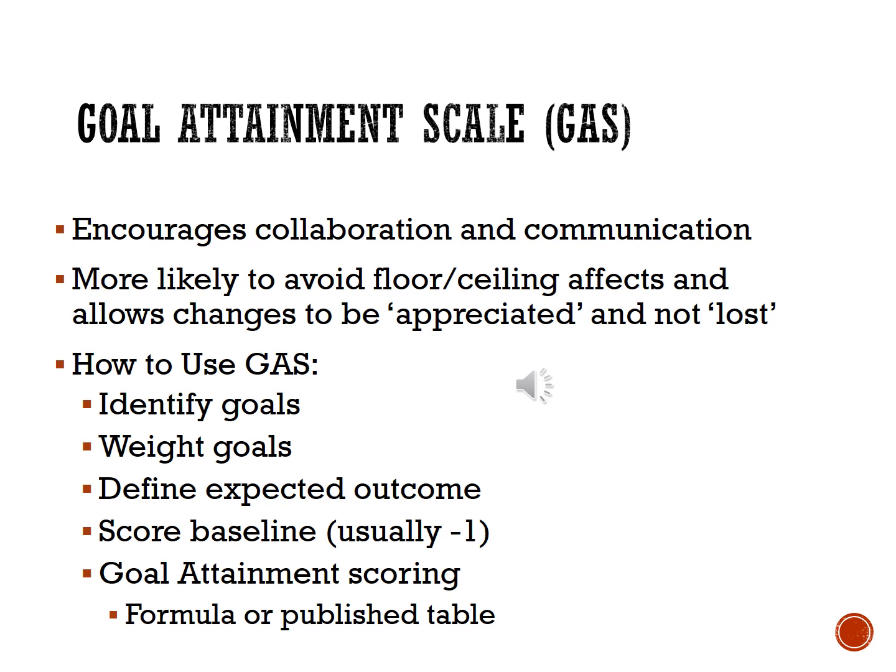You have to then go and define the expected outcome. So what do you want to have happen? That is usually set at that level 0 of that 5-point scale. The baseline score is usually what you end up defining as that -1. So we want the goal to be 0. That's the expected level of improvement. So their typical performance, what they're currently doing, is usually going to be set at that -1.